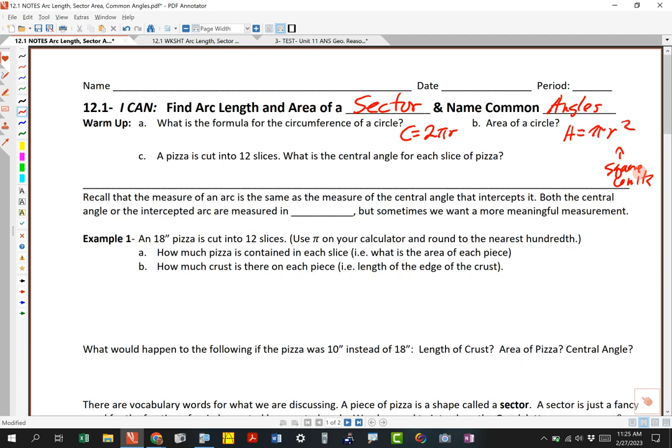I think Costco does this. Those gigantic pizzas, they cut them into 12. And they've got that little frame thing that shows them how to cut it.